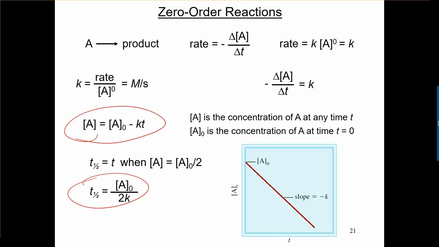Mm-hmm. You will always use A naught as the initial concentration, whatever the starting concentration is. And this is what concentration you're getting to or trying to determine. And your time would simply be at what time you get to that concentration. Okay, and all three of them would be the same way. They're all going to work in the same way.